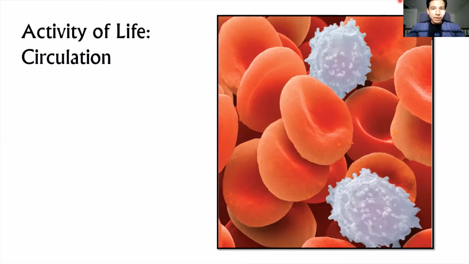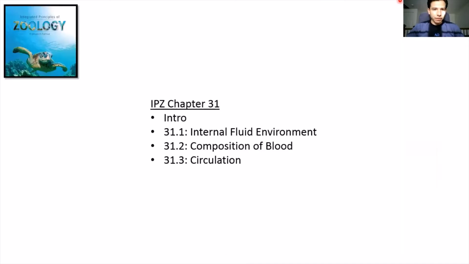Today we will talk about another activity of life, circulation, which is really a continuation from the last lesson on homeostasis, as I hope will become very evident soon. We will follow the outline from Hickman's Integrated Principles of Zoology, Chapter 31. First, I will just introduce some general ideas about circulation, and then we'll talk about the internal fluid environment, then about blood in particular, and then some general ideas about vertebrate circulatory systems.